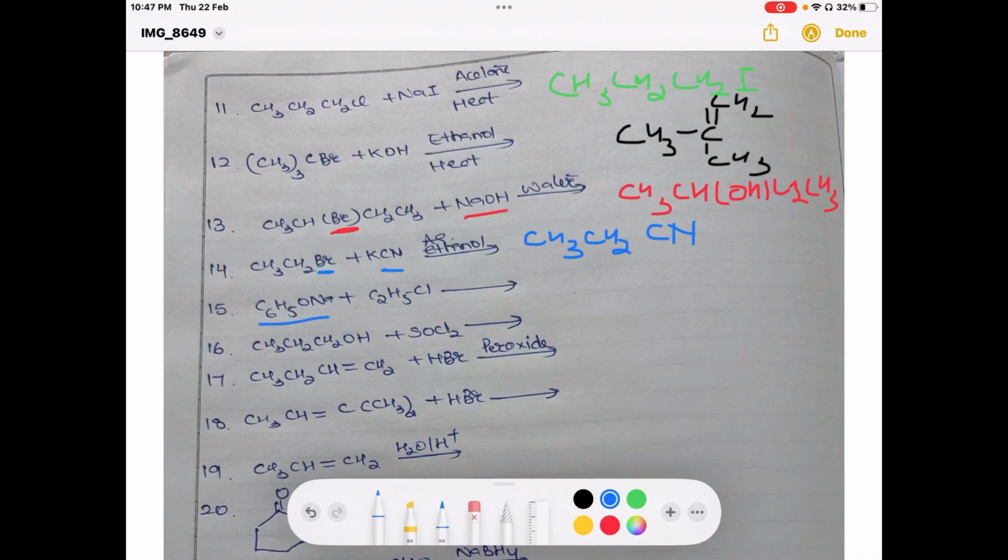This one is again a nucleophilic substitution reaction. So NaCl is the byproduct and the major product formed is C6H5COC2H5.